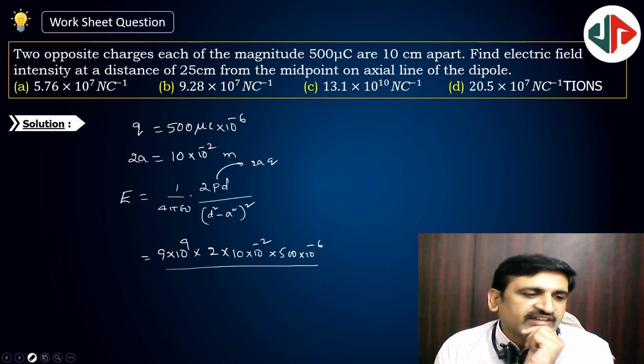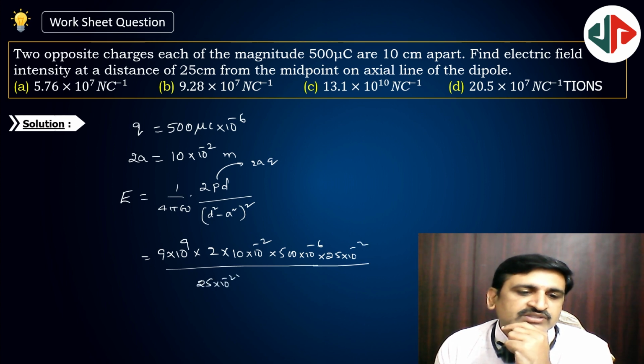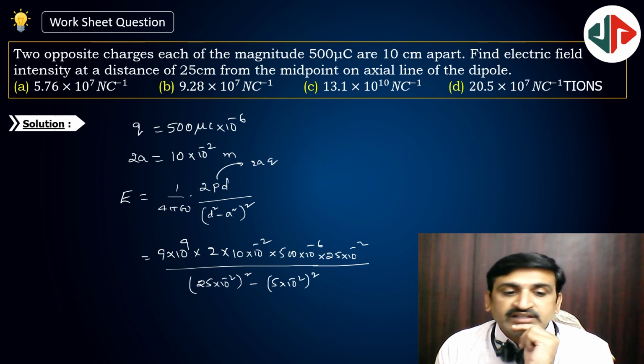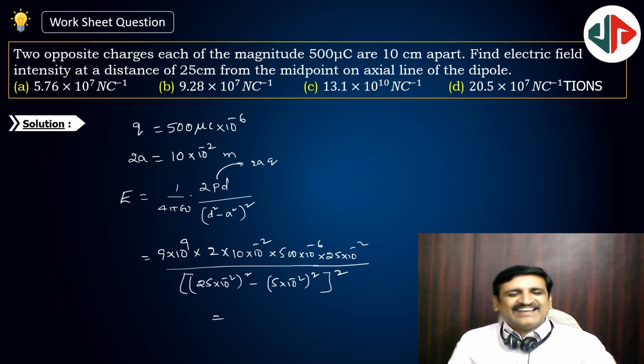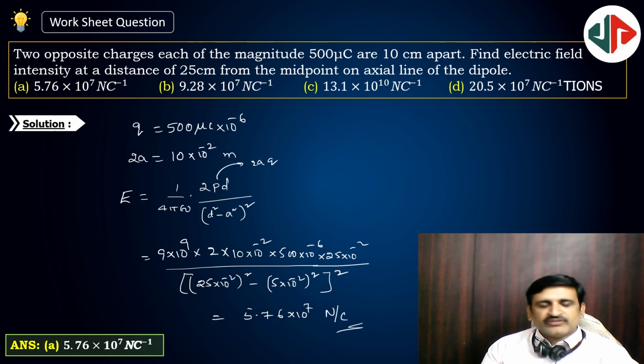I didn't write the d value in the numerator. D value is 25 centimeter from the midpoint, 25 into 10 power minus 2, by d square, 25 into 10 power minus 2 whole square, minus a square. A is 5 into 10 to the power of minus 2, whole square. This is d square minus a square, now whole square. This is the expression and you need to simplify this. Simplification will be done by you, I know, no. That is 5.76 into 10 to the power of 7 Newton per coulomb. I checked it. It's verified in the book. Don't worry.